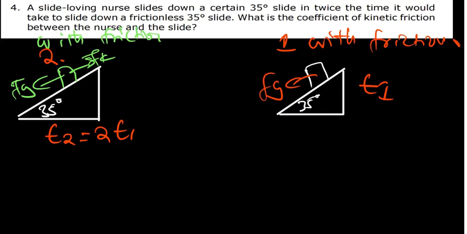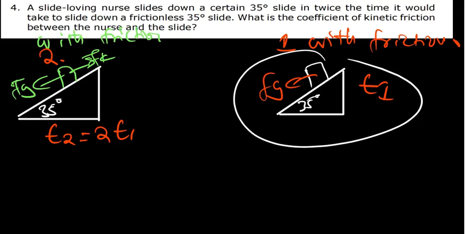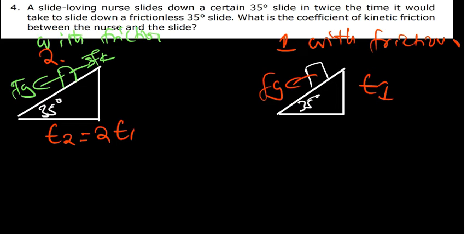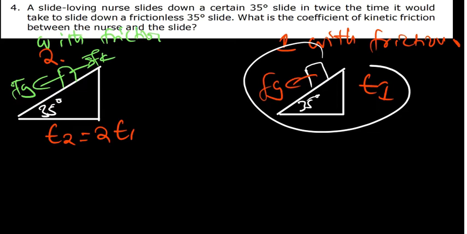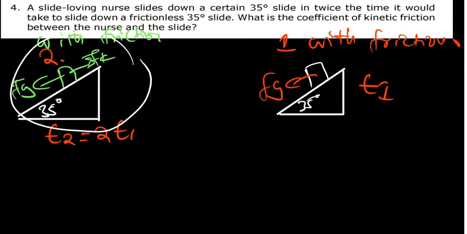Now, what we need to understand again is that we need to find the acceleration. Finding acceleration is going to help us. So we're going to find the acceleration for this equation here. Once we find the acceleration for this one, this is going to be the same acceleration which we are going to use here, because we have made this equation to be the same.